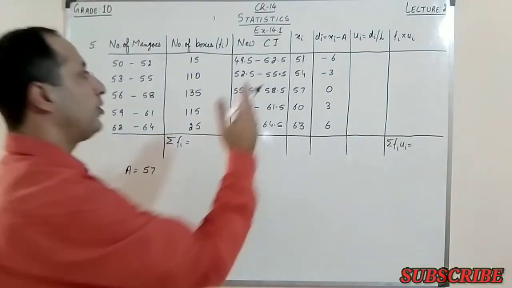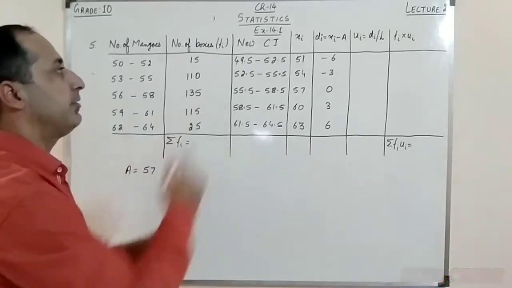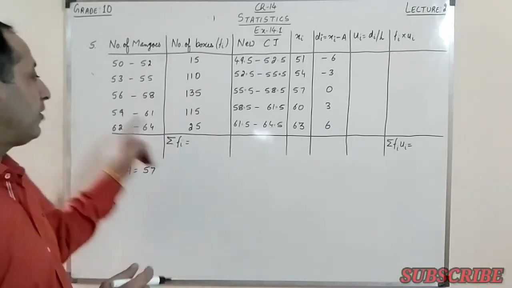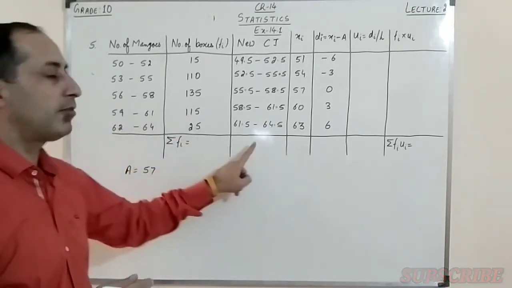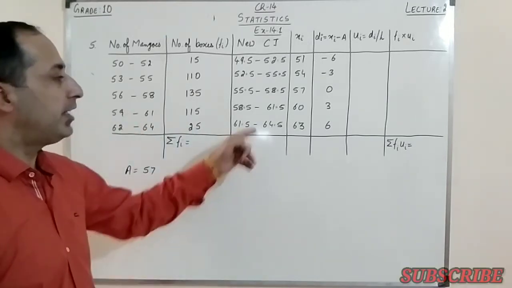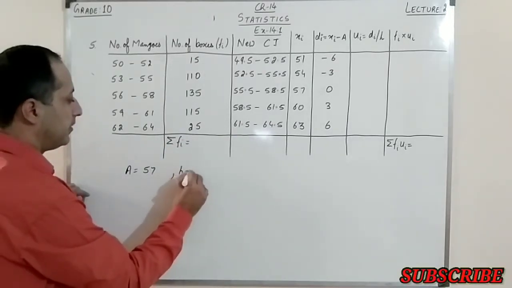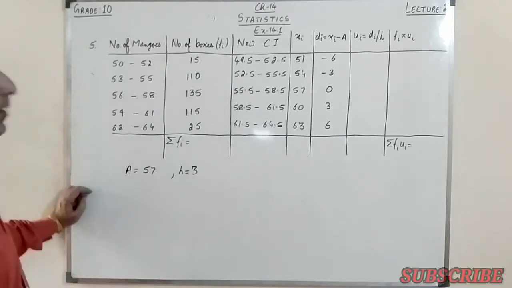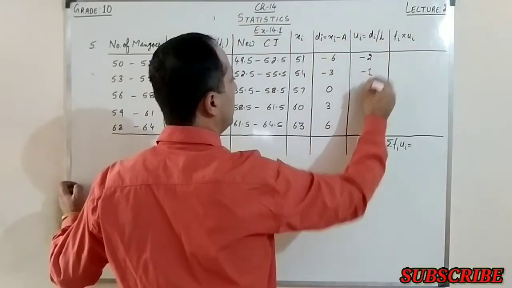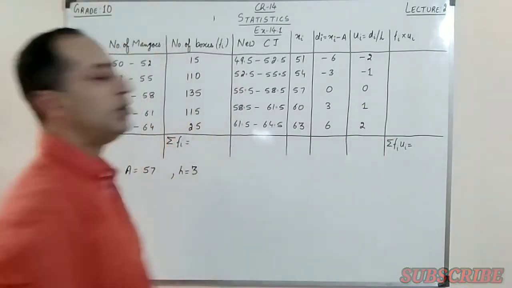Now you can see I made a new column, that is ui. And how do we find ui? We divide the di's, that is the deviations, by the class width or the class size. In this case, we will not find the class size from here, because if you take it from this side, it will be 2, which would be wrong. Here we have class size as 3. So the value of h here is 3. We divide all these by 3 and I get minus 2, minus 1, 0, 1 and 2.